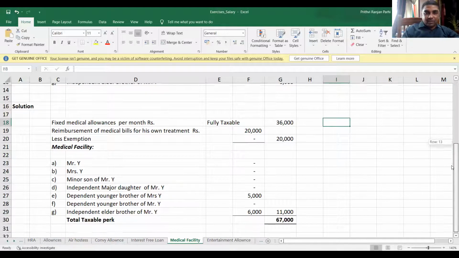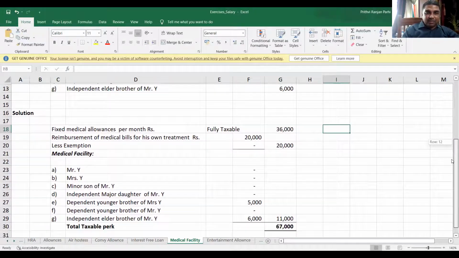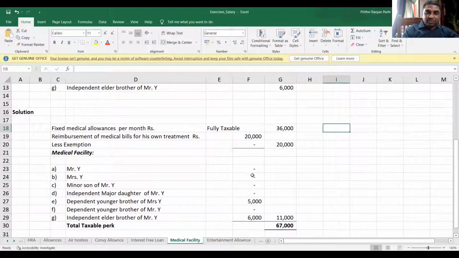Yes, sir. Now coming to medical facility. For Mr. Y himself, it is fully exempt. For Mrs. Y, it is fully exempt because the wife is a part of the family. Minor son, own children: whether they are minor, major, dependent, independent, doesn't matter, it is always fully exempt. Independent major daughter, doesn't matter, it is again fully exempt. I told you, boy, girl, independent, dependent, minor, major, if they are the employee's own children, it is fully exempt.